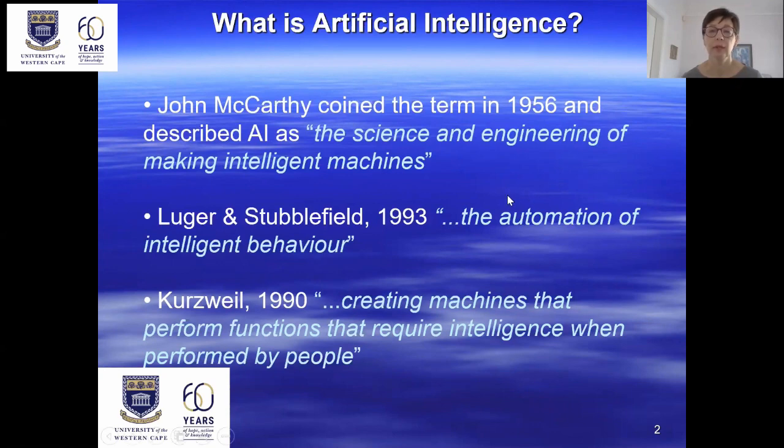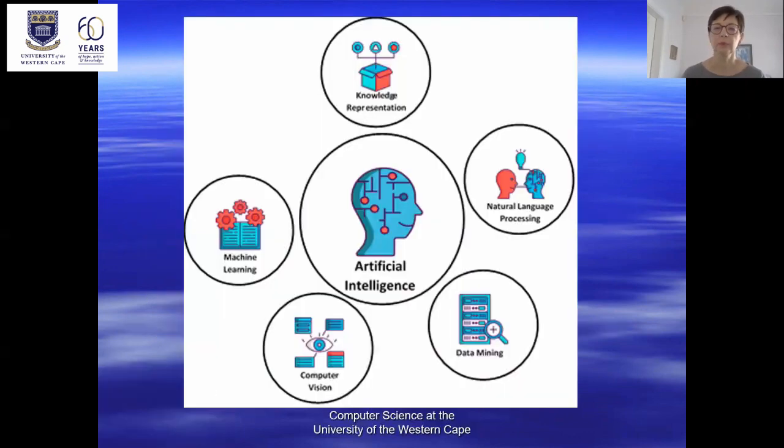And then we have a few other people refer to the automation of intelligent behavior, or creating machines that perform functions that require intelligence when performed by people. All of these are valid definitions of AI. But what is important for us to understand is that AI is a very broad discipline. And this image here just shows you a few of the branches of AI.